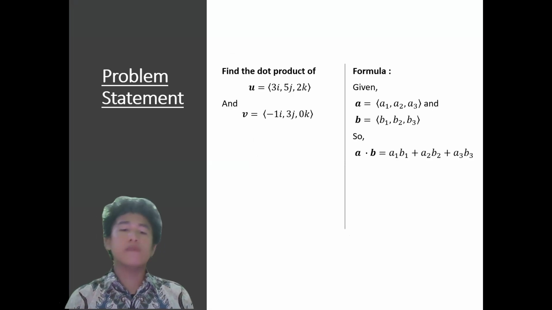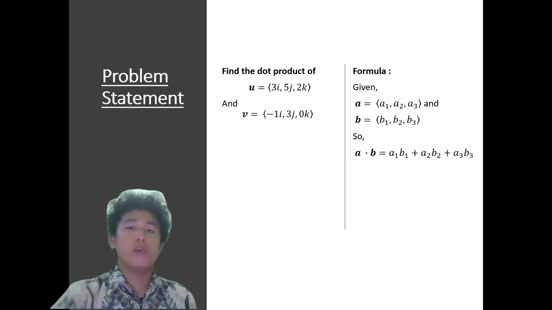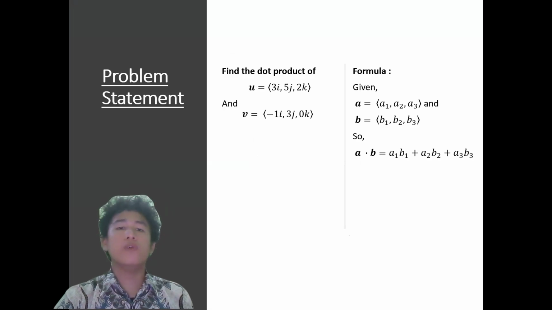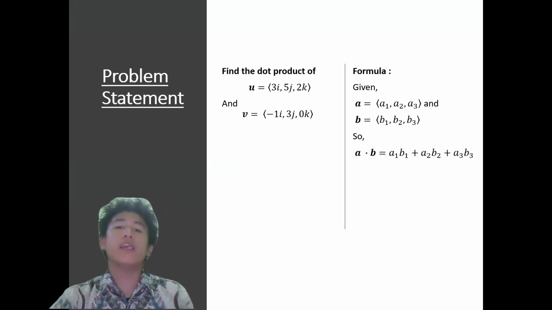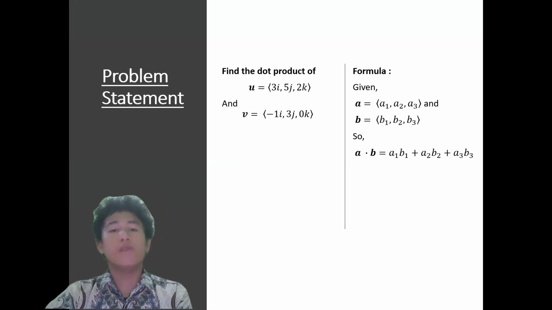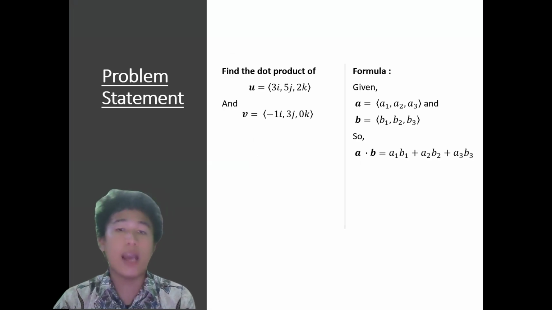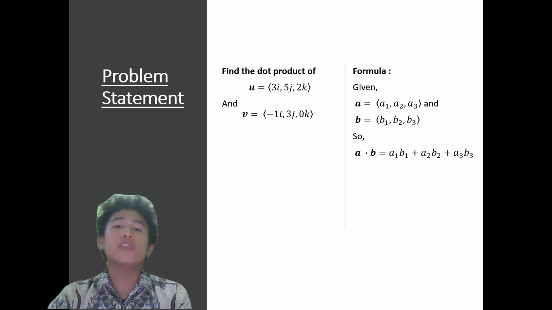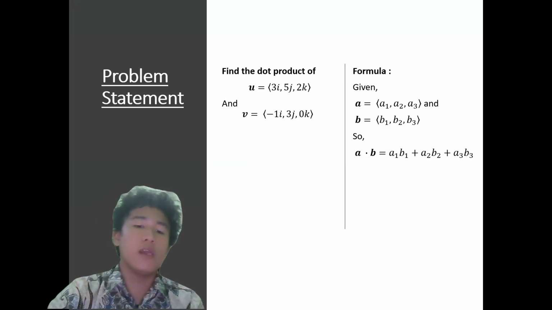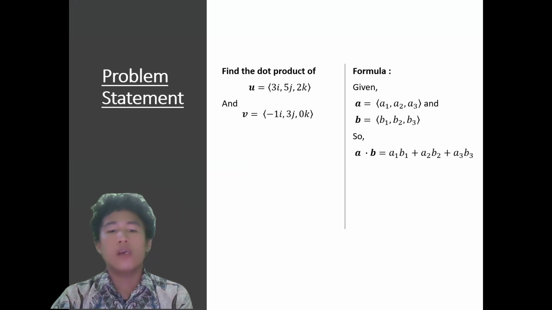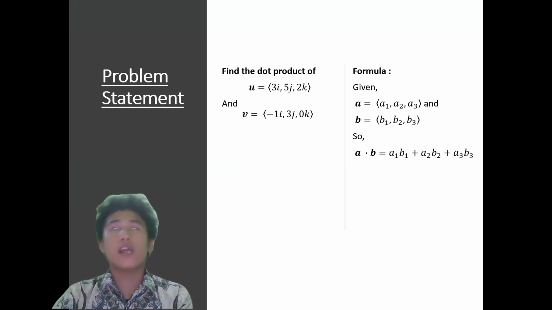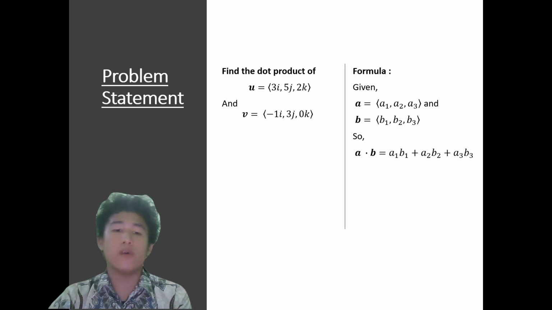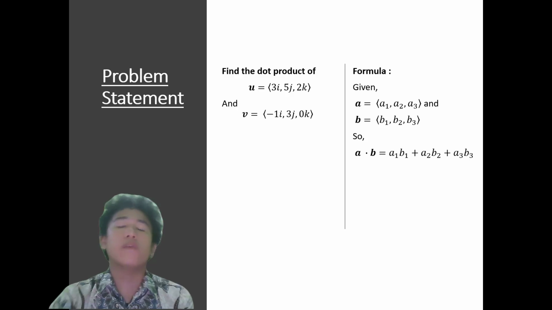The problem gives us two vectors. The first one is vector u equals 3i, 5j, and 2k. And the second is vector v equals minus 1i, 3j, and 0k. To find the scalar or dot product of these two vectors, we must apply the dot product formula for 3D vectors.